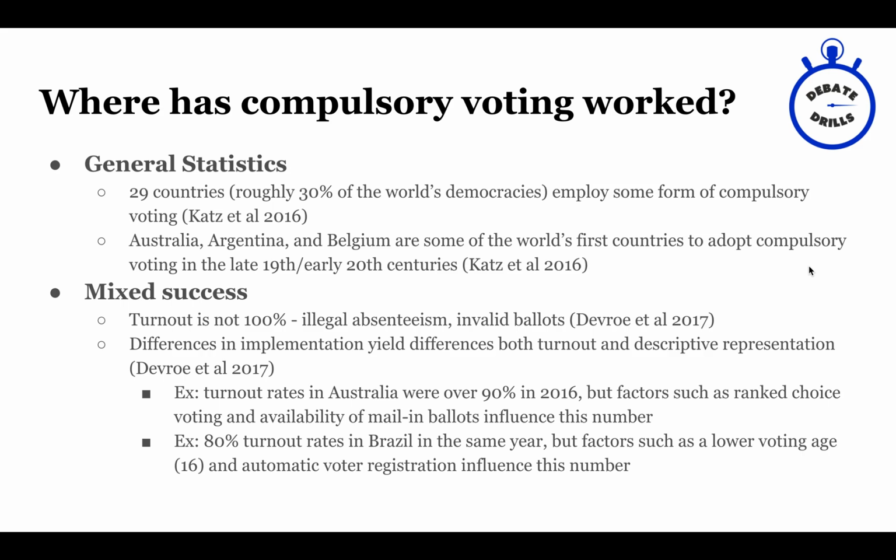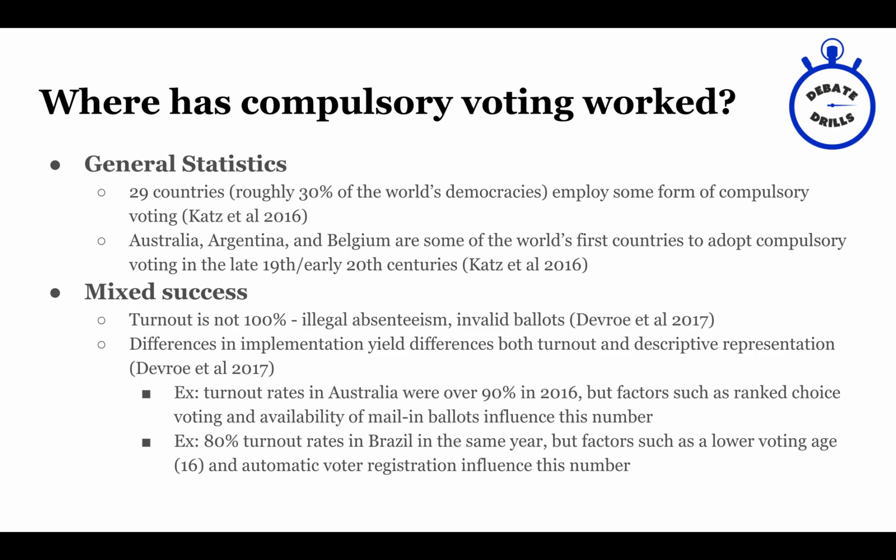And there are also differences in implementation of compulsory voting that do yield differences in both turnout and descriptive representation. We'll talk more about descriptive representation, but in the context of this video, it really just means folks that are actually represented in office. When I say representation, it speaks to specific demographics. So for example, this article that's cited here, this DeVroe article, is about the number of women who are actually in elected office in places that have compulsory voting.